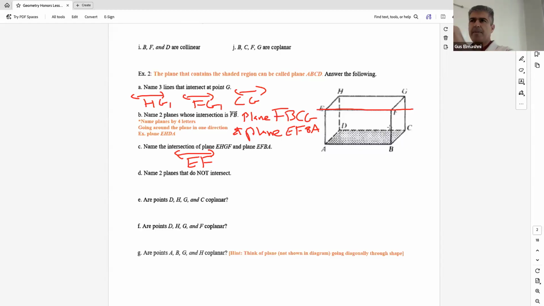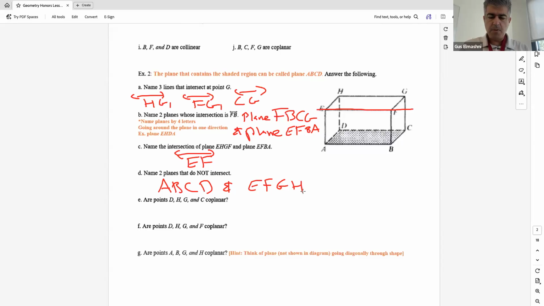Kyle, what do you think? ABCD and then HGFE, so top and bottom. Yeah, I like it. So you're saying, and I'm getting sick and tired of writing the word plane, so I'll just put the four letters: A, B, C, D, and E, F, G, H. Cool. Now our points D, H, G, and C.